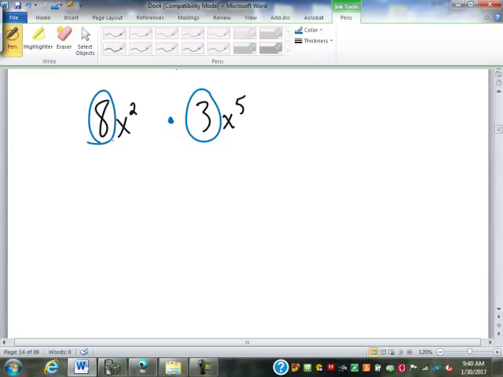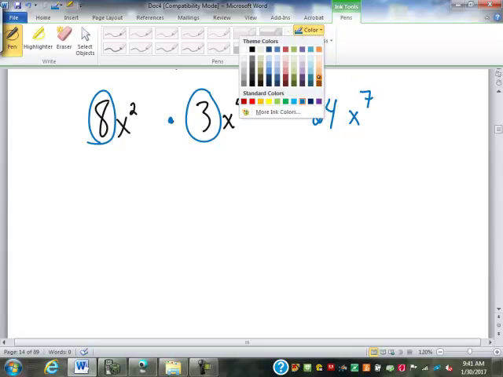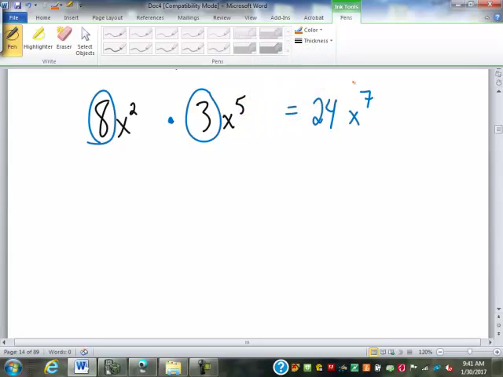We're multiplying. So when we combine the counts, the numbers, we still must multiply. 8 times 3 is 24. Then I've got x squared times x to the 5th, which is x to the 7th. Now I get this all the time. Why are we adding when it says multiply? Well, we are multiplying. X squared times x to the 5th is x to the 7th. It just appears like we're adding because the powers add together.